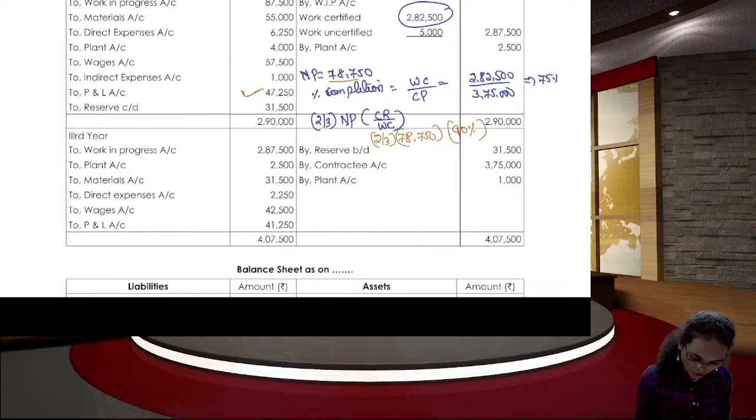The remaining amount, notional profit minus the amount to be transferred to the P&L, will be the reserves amount.